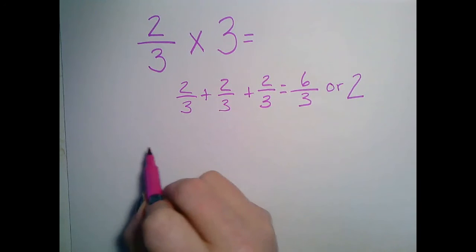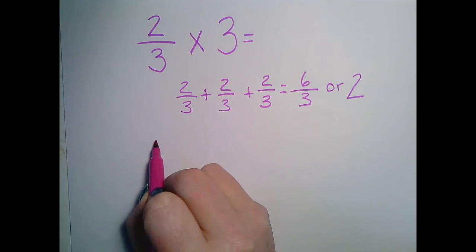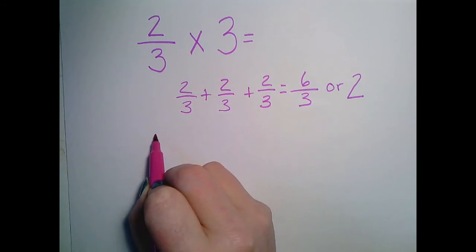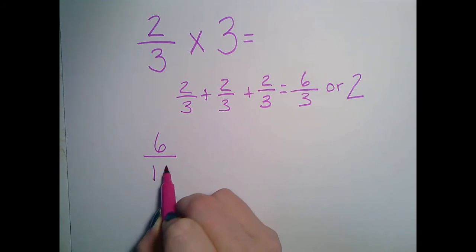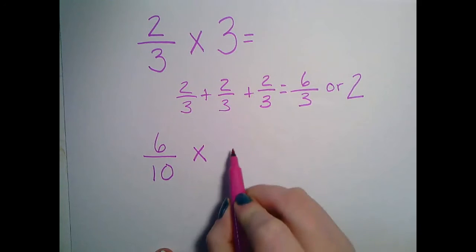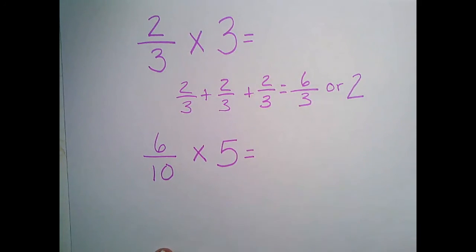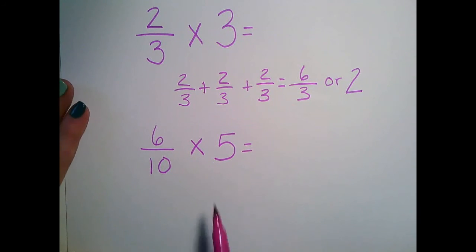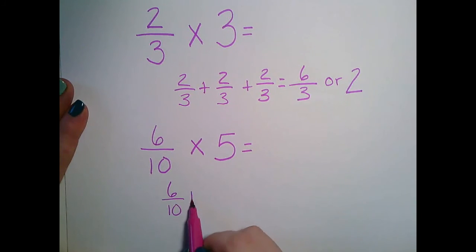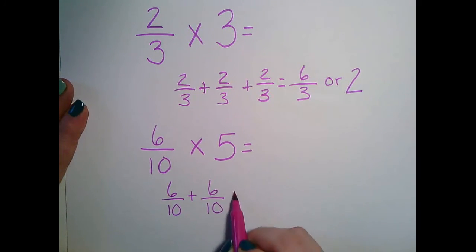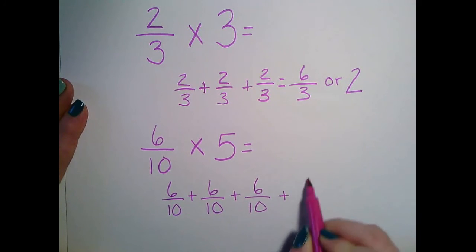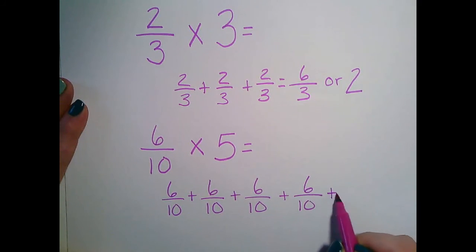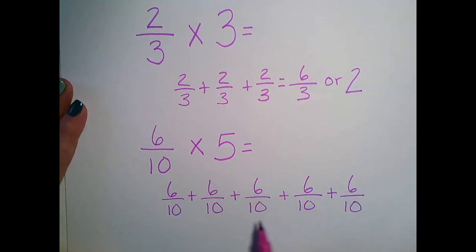Let's try one more. Let's try 6/10 times 5. How can we write this using repeated addition? That's right, 6/10 added together 5 times. Very good. So 6/10 added together 5 times.